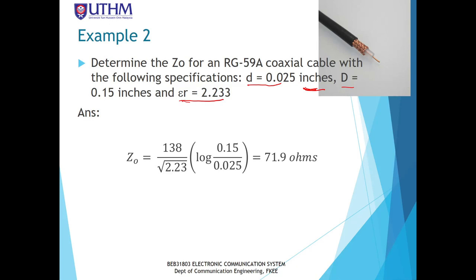So no problem. Use the inches over here, so 0.025 inches. So just put inside the values. Okay, so 138 over square root of epsilon r, multiplied with log capital D over small d. So you get 71.9 ohms. Okay, so there is no problem if it is given in inches. Just put inside the equation. Remember, if you use inches, all lengths must be in terms of inches.